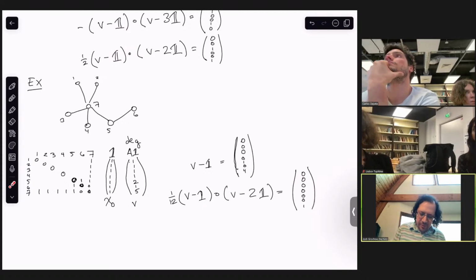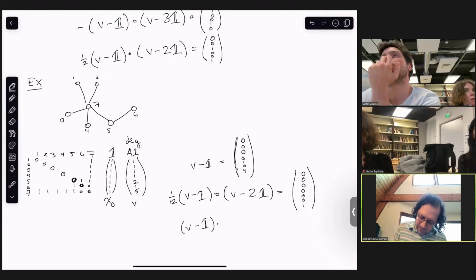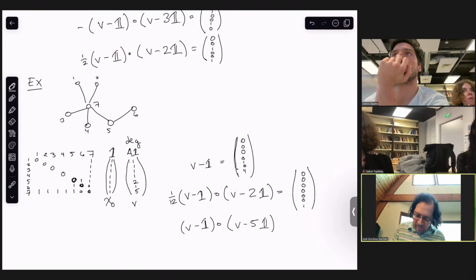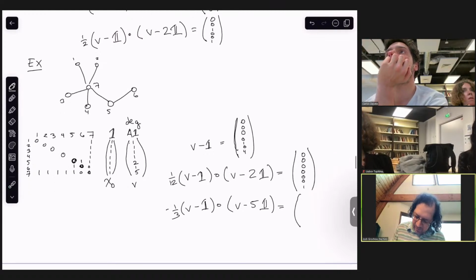Okay, and you can do a similar thing. So that will kill off the 1s. This will now kill off the 5. And if I plug in 2 here, I get 1 minus 3. So I should have a minus 1/3 here. This will be the indicator vector of that vertex of degree 2.